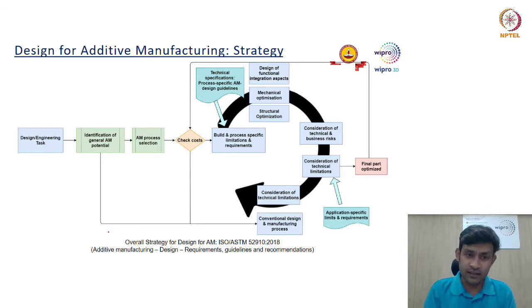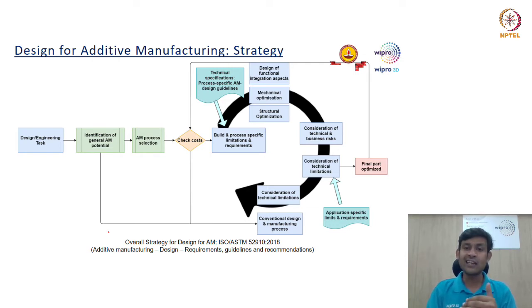And in order to identify the general aim potentials, we need to completely understand our design goal: where the component is being used, what is the purpose of the component, what is the design space, what is the non-design space, what are the areas which are being used for bolting, and what are the areas which are only being used to provide some stiffness to the component.